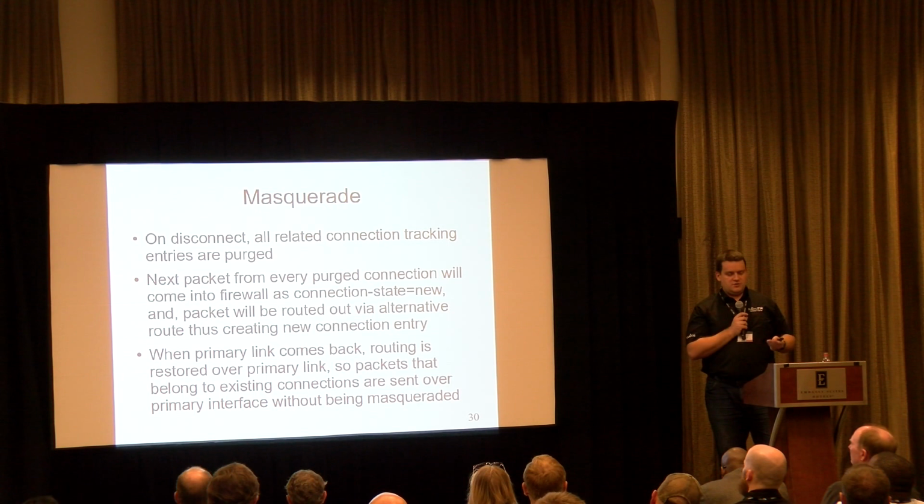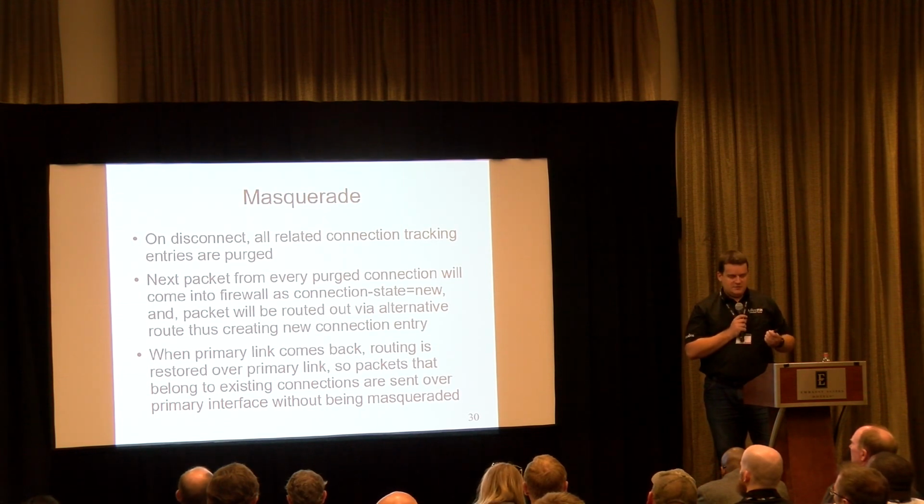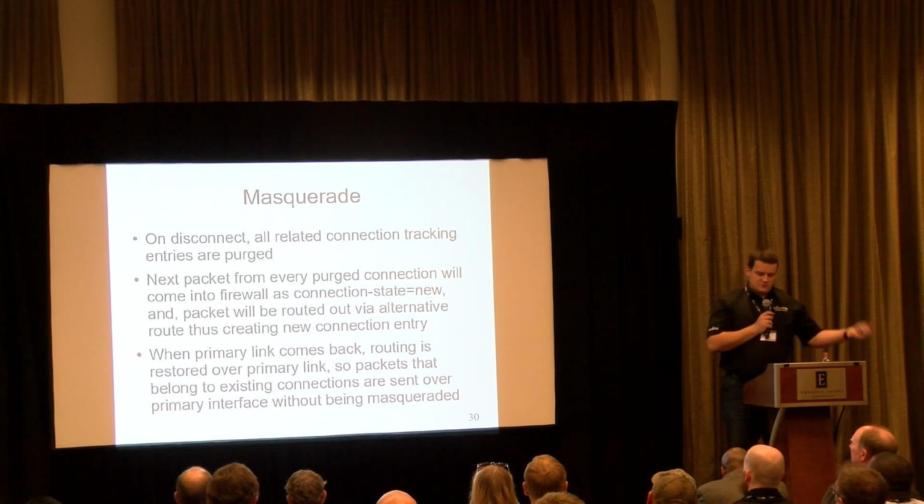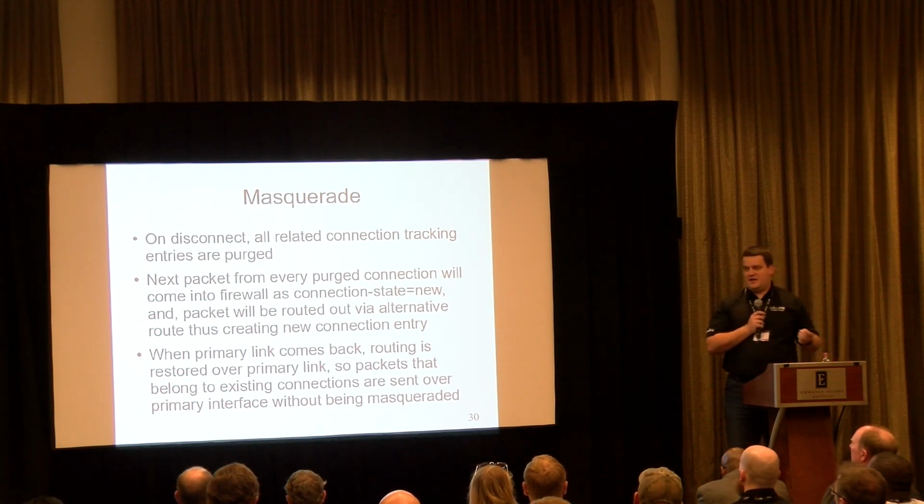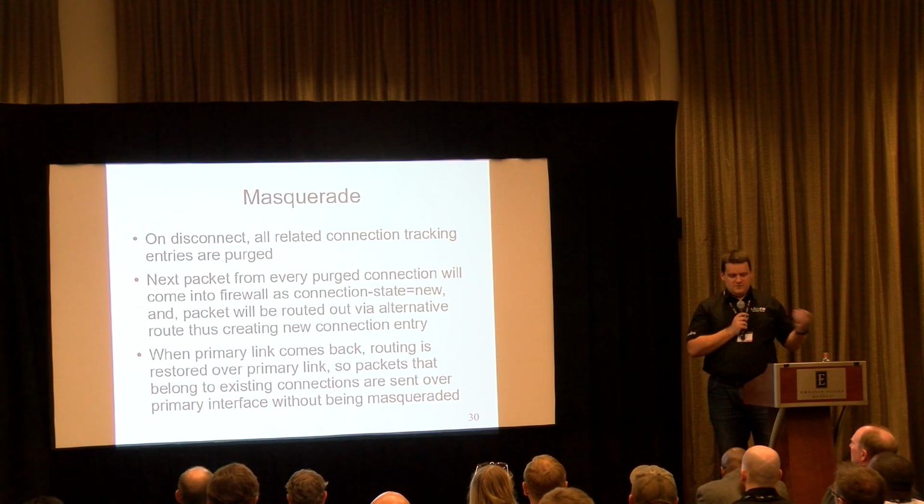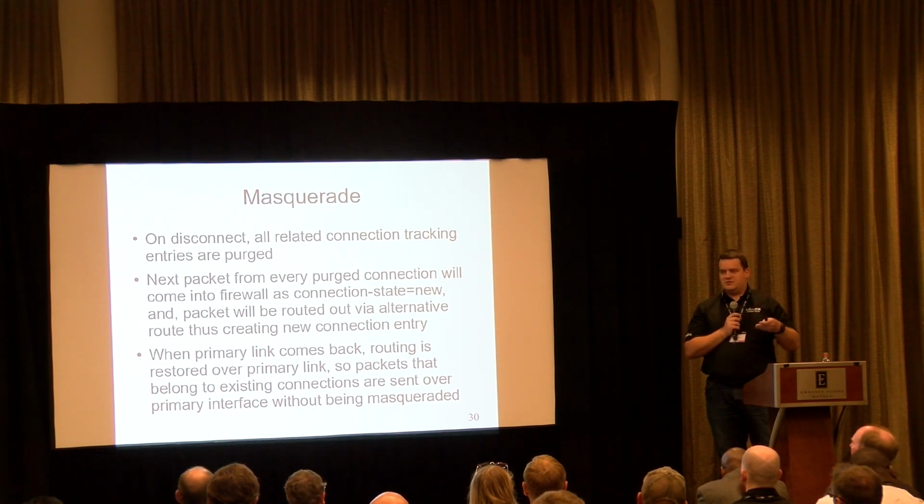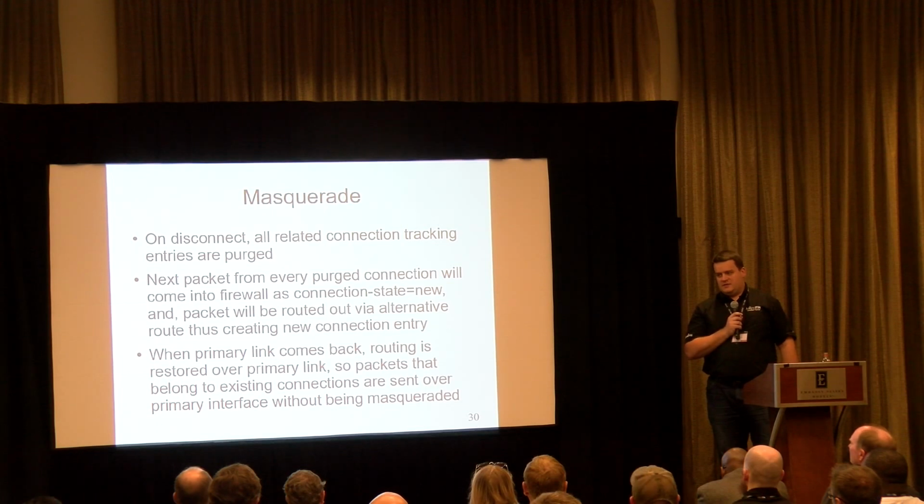But as soon as your primary link comes back, routing is restored to your primary link. So all existing connections start to go through the primary link with the local addresses, because Masquerade was already done on that connection when packets were going through the second gateway. So basically, this is how it works. There's nothing wrong with it. That's simply the way routing works with NAT.